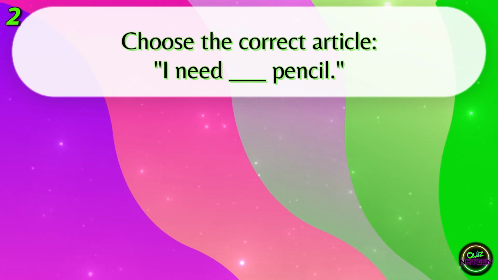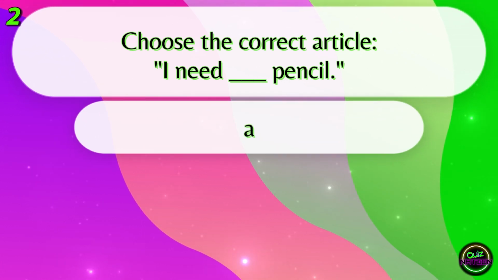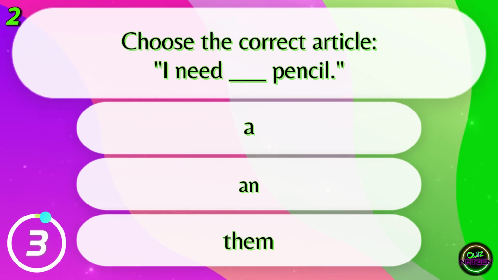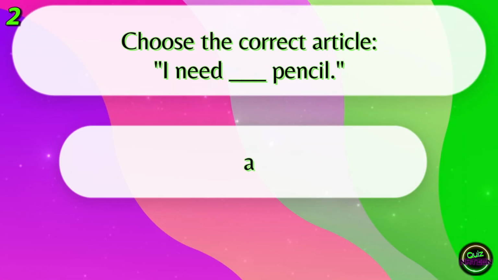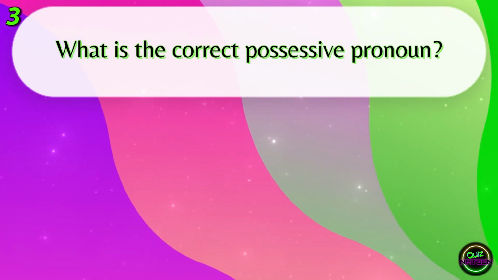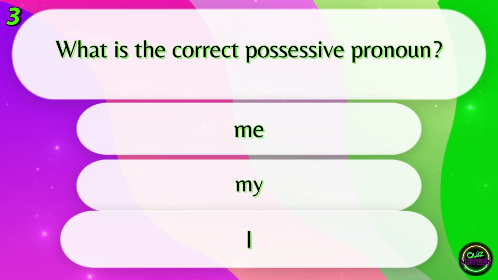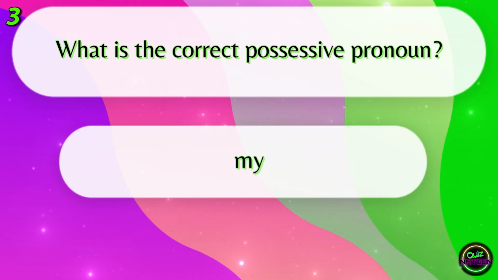Choose the correct article. I need blank pencil. A, an, them. A, I need a pencil. What is the correct possessive pronoun? Me, my, I, mine.